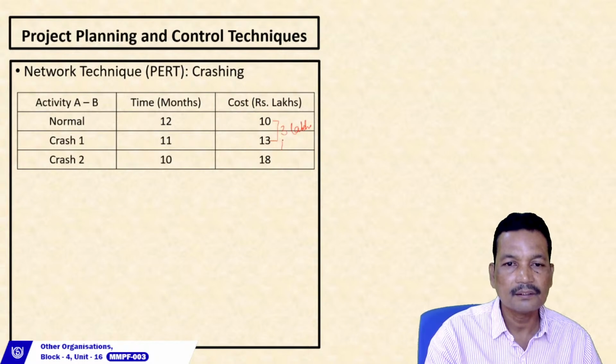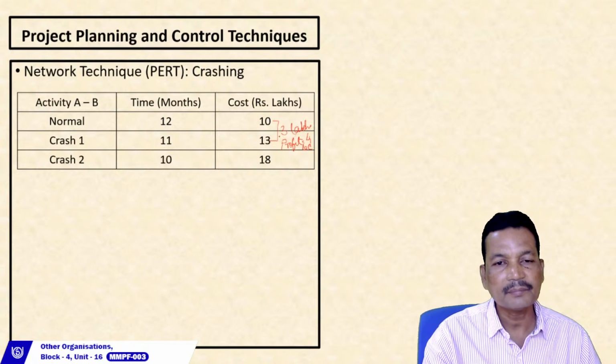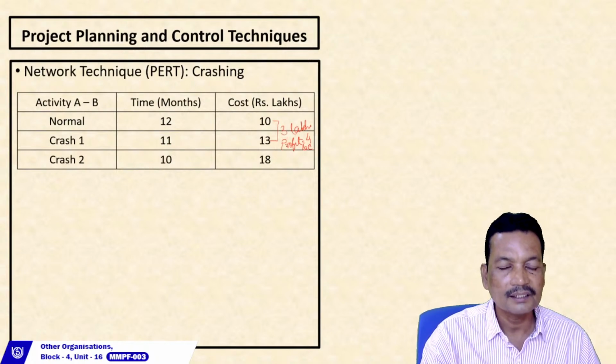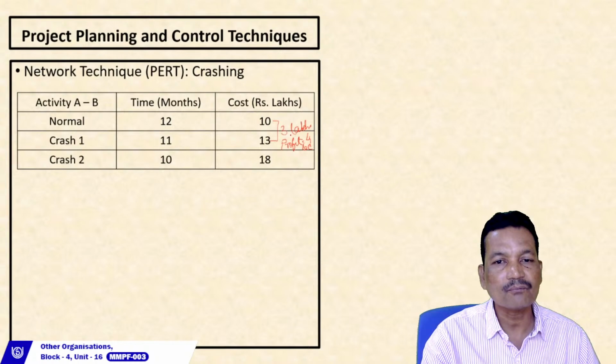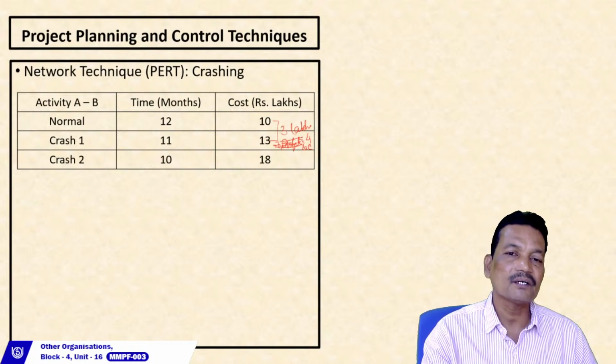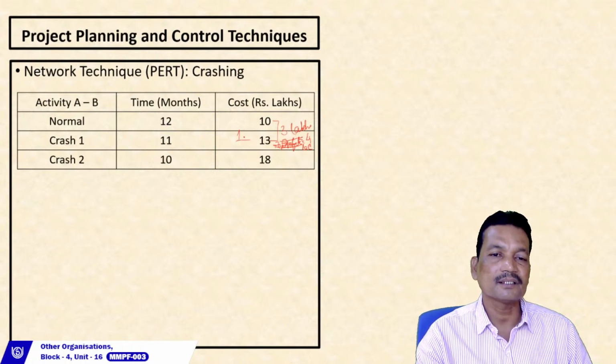Suppose I say the profit is equal to 4 lakh. That means I am spending 3 lakh, reducing the project length by 1 month. Thereby, I am making a profit, or if this is revenue, that means an increase in revenue, we can say. That means you are having a profit of 1 lakh rupees.